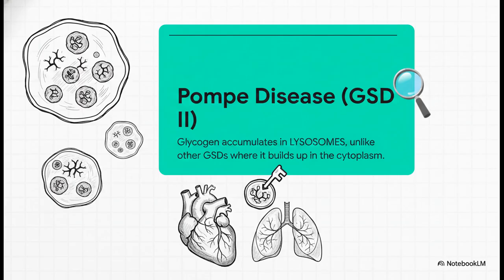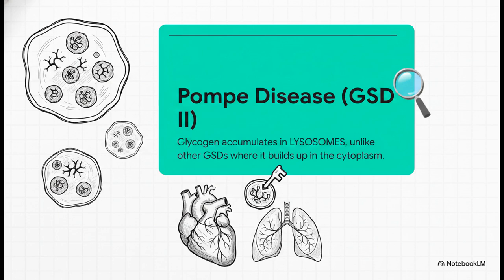We're talking about Pompe disease, or GSD2. I find this one incredibly interesting, just because it totally breaks the rules. See, in all the other GSDs, the glycogen simply pools out in the general fluid of the cell, the cytoplasm. But Pompe is uniquely a lysosomal storage disorder. The glycogen gets trapped specifically inside the lysosomes, all because of a deficiency in the acid alpha-glucosidase enzyme.